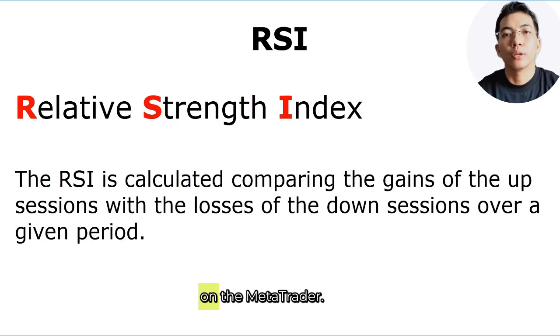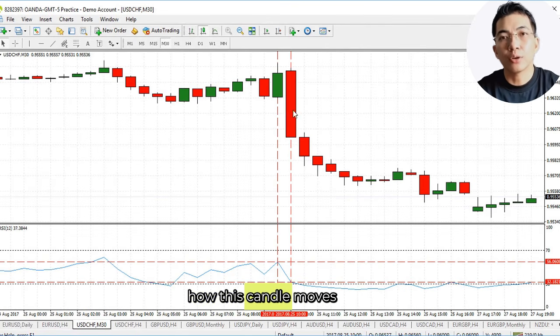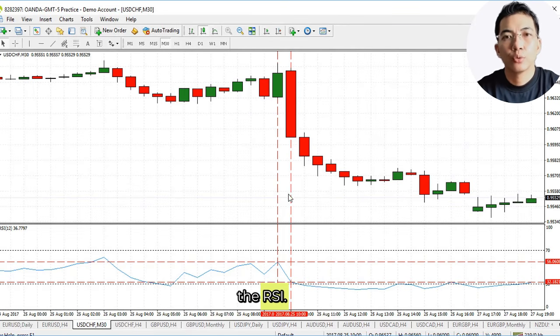Let's see an example on the MetaTrader. We have dollar-Swiss franc on a 30-minute chart, and you can see how this candle moves the RSI. With just one big red candle, the RSI goes from 56 to 32, 24 points with just one candle. You can notice that no other candle has such a strong power to move the oscillator in the same way. So the RSI is very sensitive to candlestick movements. A big candle can have a huge impact on the calculation of the value.